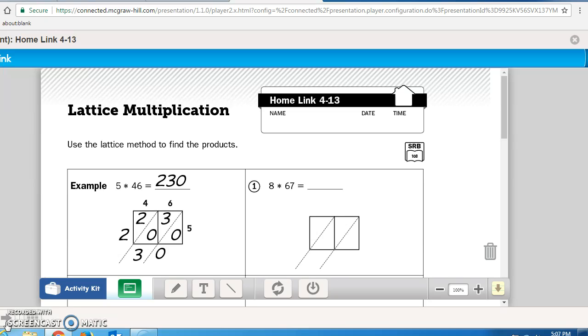I want to make sure you understand lattice. And if while you're doing this you forget how to do lattice again and you need a reminder, rewind this recording to the part that tells you that and listen to it one more time, and that will surely help you to figure it out.